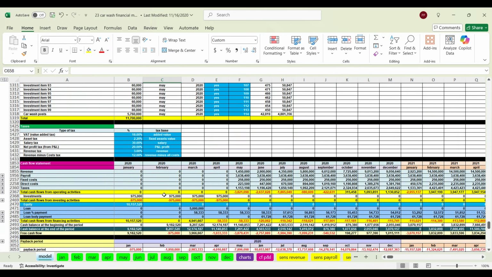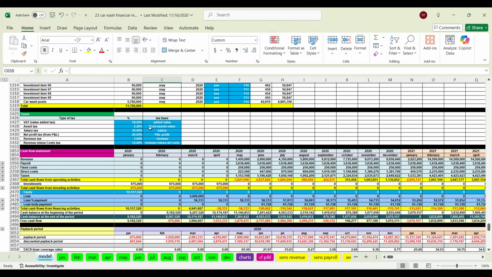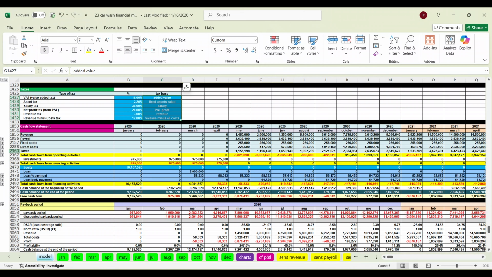So before we go to the cash flow statement, we have several types of costs: value added tax, asset tax, salary, net profit, revenue tax. Depending on your tax system, you may specify the rates for this cost. This is the tax base for each type of cost tax. And then we have the cash flow statement.